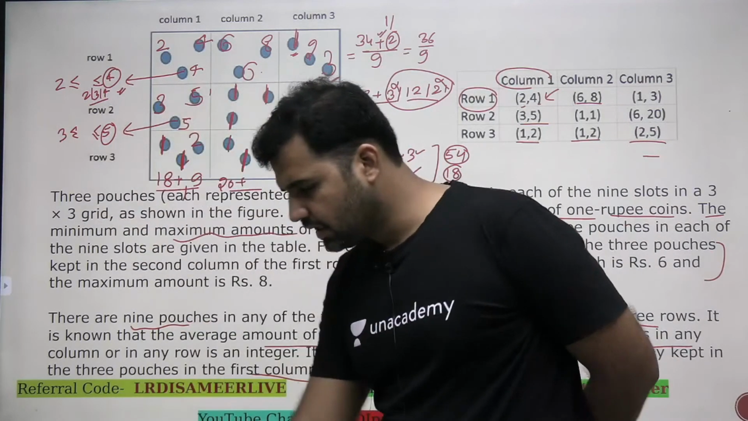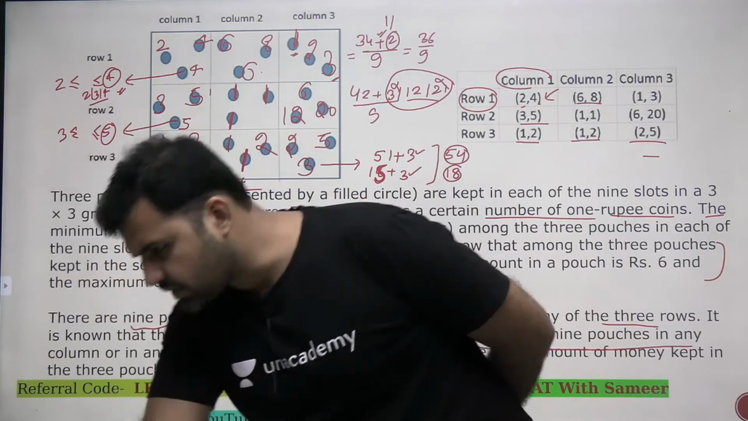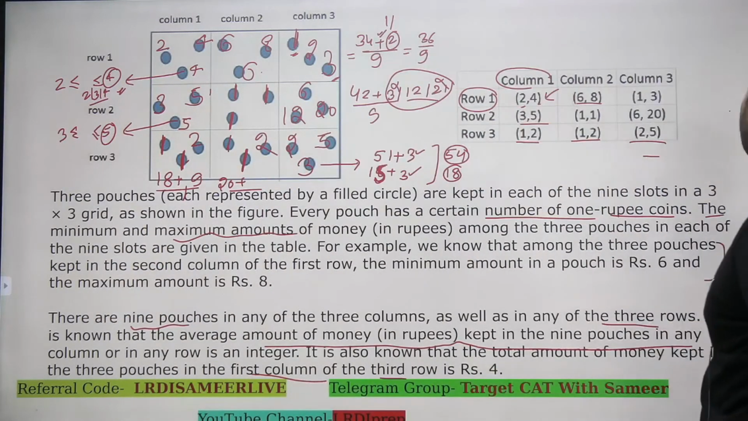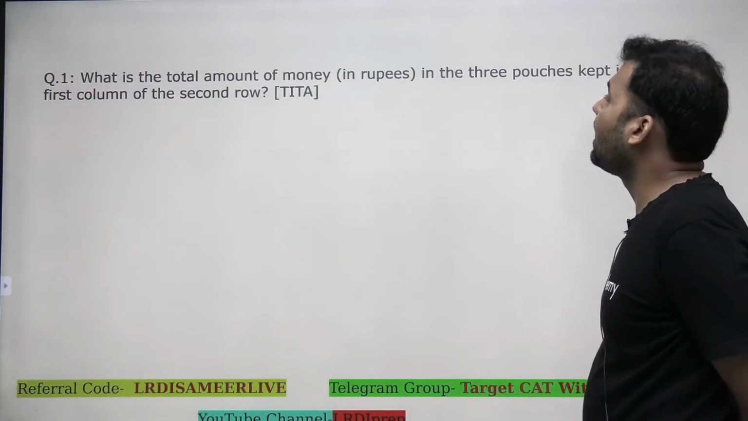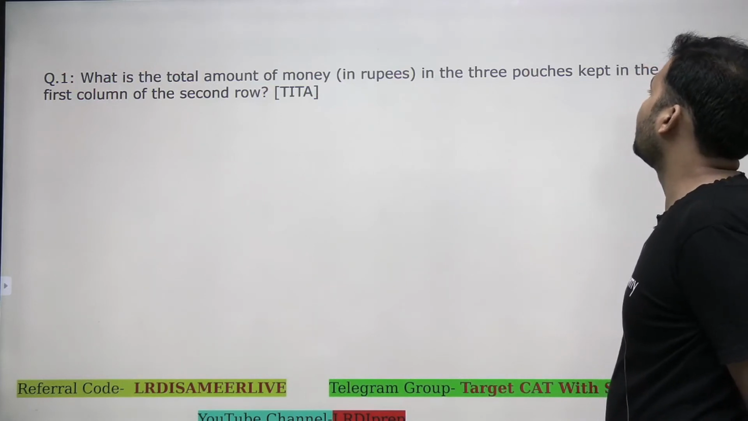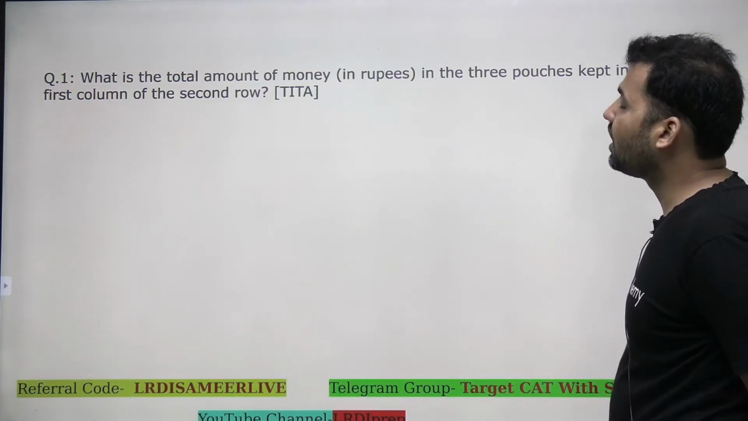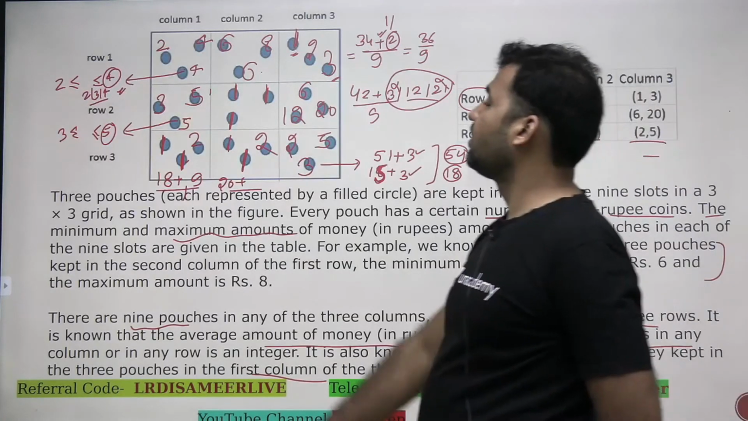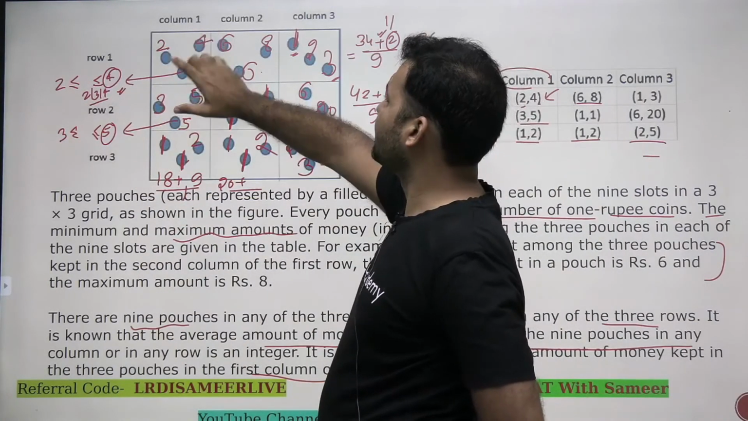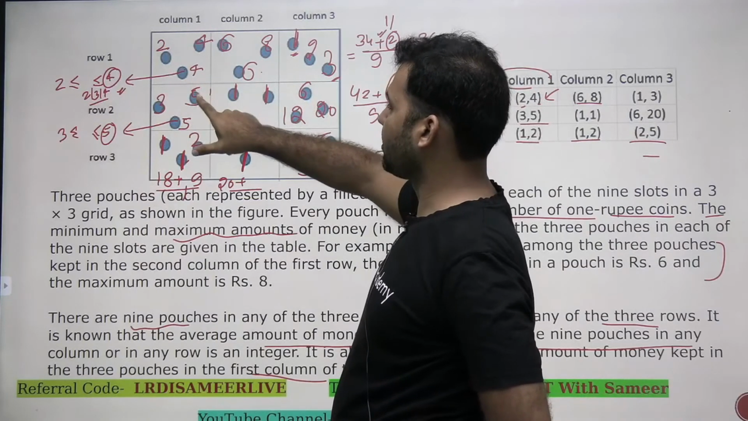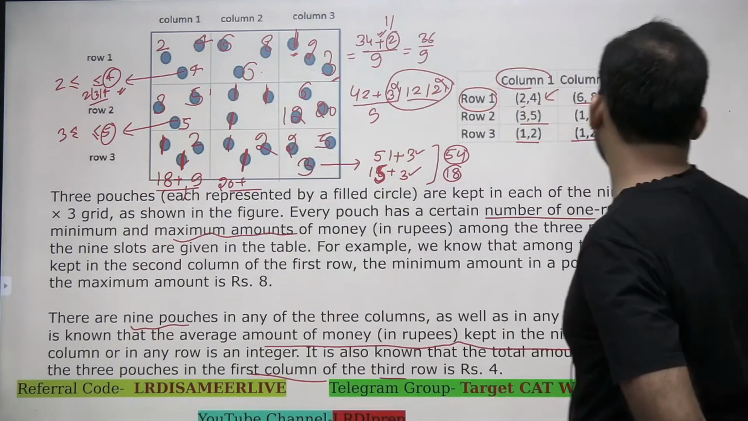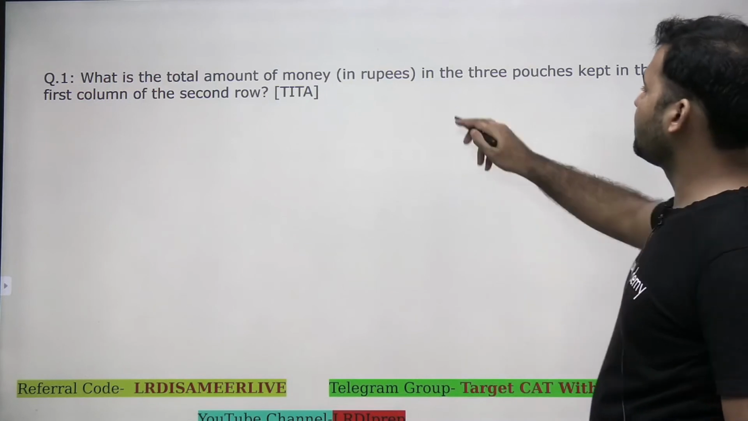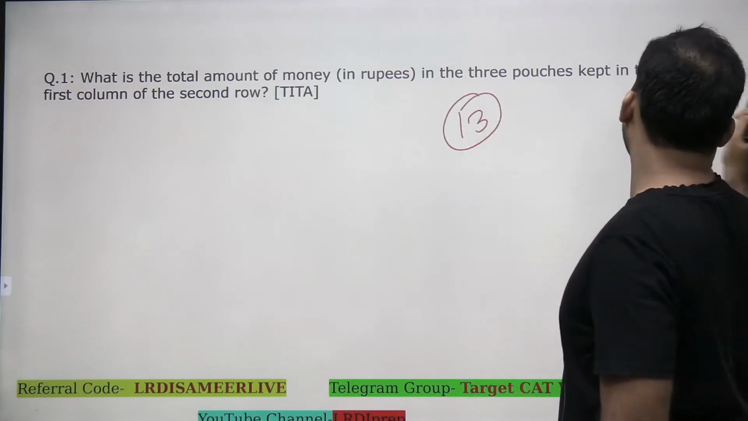Now let's quickly go through the questions here. Let's look at question number 1. What is the total amount of money in rupees in the 3 pouches kept in the first column of the second row? Second row, first column. Total amount of money is 5 plus 5 plus 3. That is 13. So the answer to this question is 13.